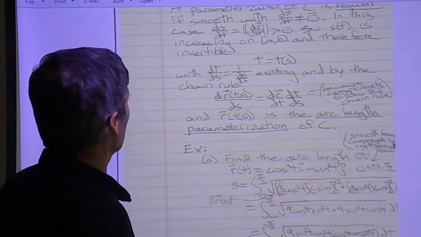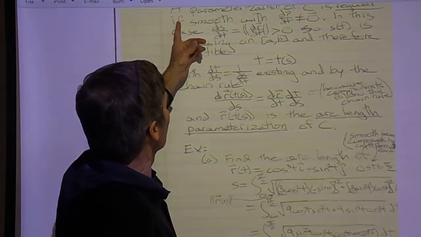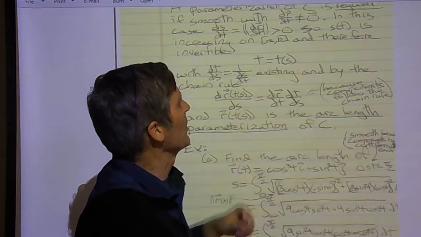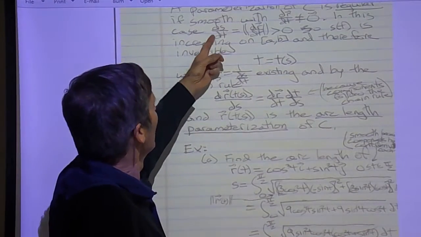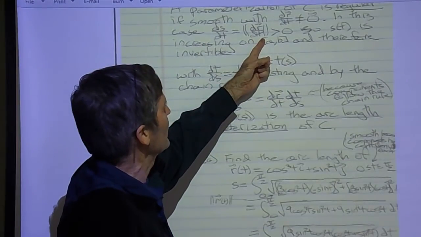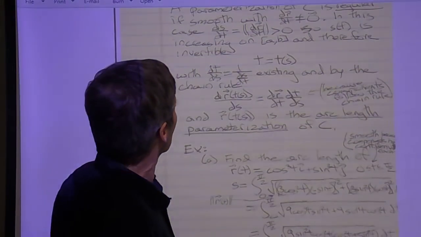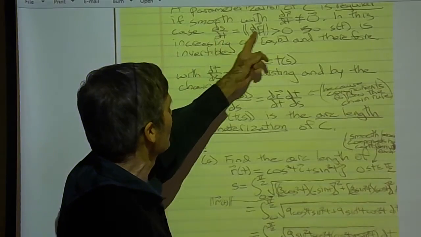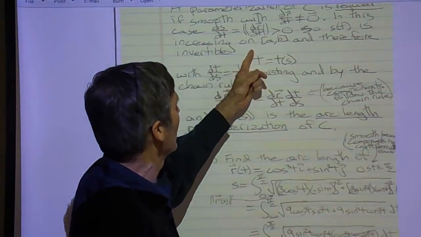We consider a parameterized curve C. We say it's regular if it is smooth, that's one continuous derivative, with that derivative never equal to 0 along the curve. In this case, what we find out is ds/dt, which we just showed was equal to the length of dr/dt, must be positive because dr/dt is not the zero vector. So s of t is increasing. If the derivative of s is always positive, then s must be an increasing function, being its integral, right?